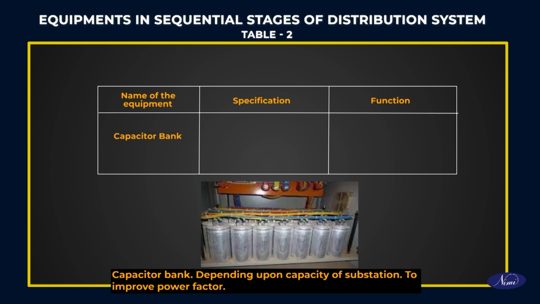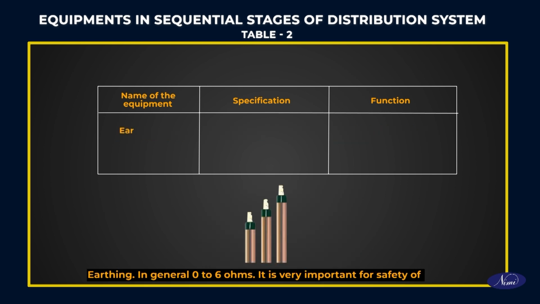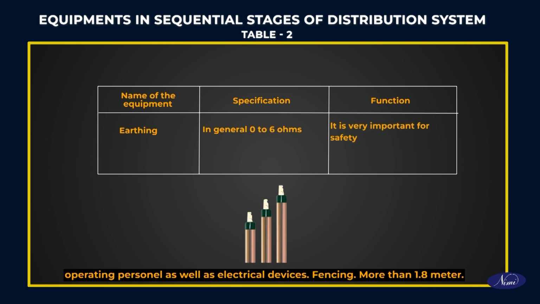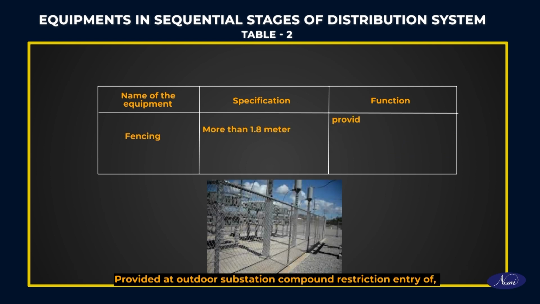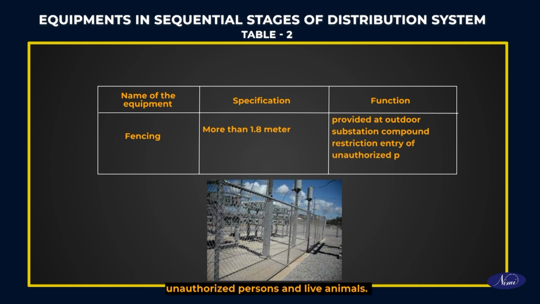Capacitor bank depends upon the capacity of the substation, to improve power factor. Earthing, in general 0 to 6 ohms. It is very important for the safety of operating personnel as well as electrical devices. Fencing, more than 1.8 meters. Provided at the outdoor substation compound to restrict entry of unauthorized persons and live animals.